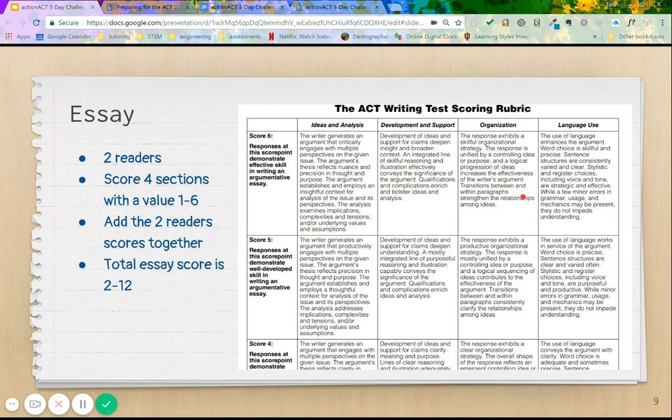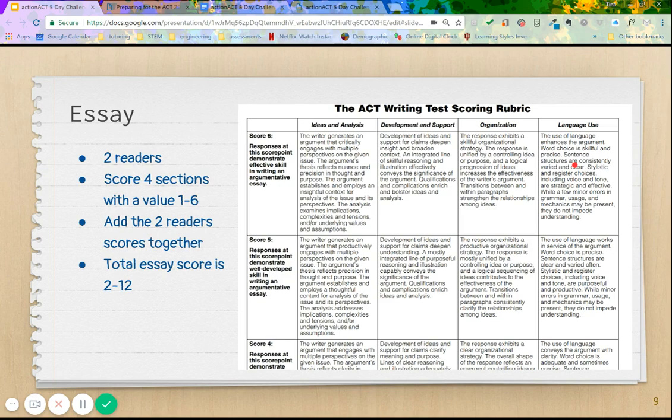All right, the way the essay is scored, and again, the essay is optional, is you have 2 readers. Each reader has 4 sections that they score in: ideas and analysis, development and support, organization, and language use. A reader can give you a score between 1 and 6 in any of these sections. So basically, a perfect score from one reader is going to be a 24, 4 sections with scores up to 6. They add those 2 reader scores together, so it would be out of 48.